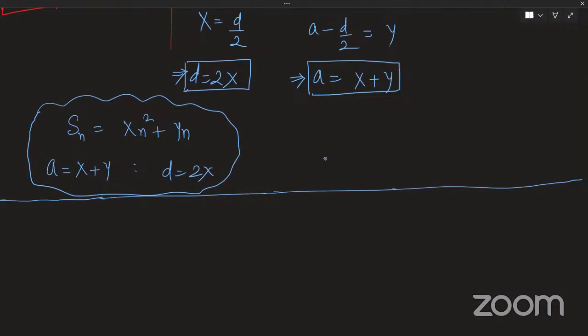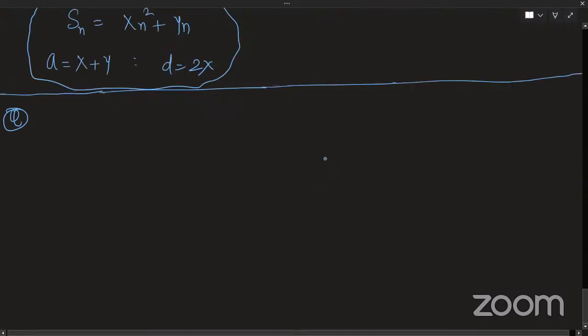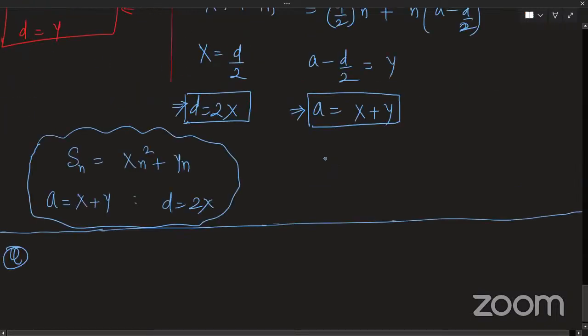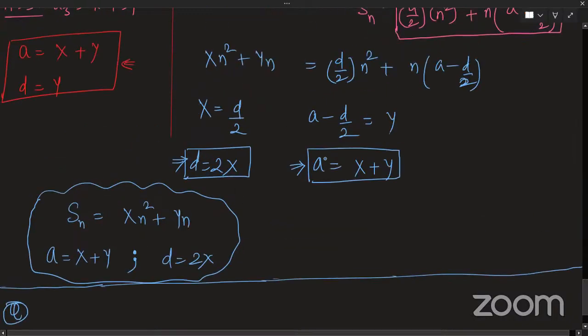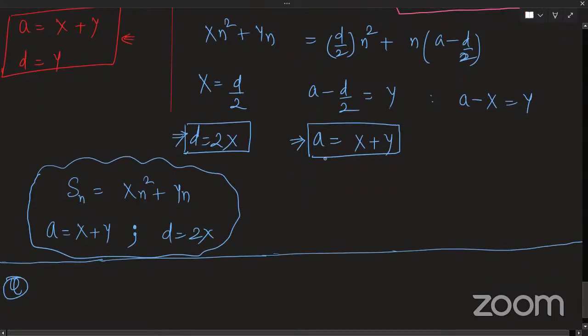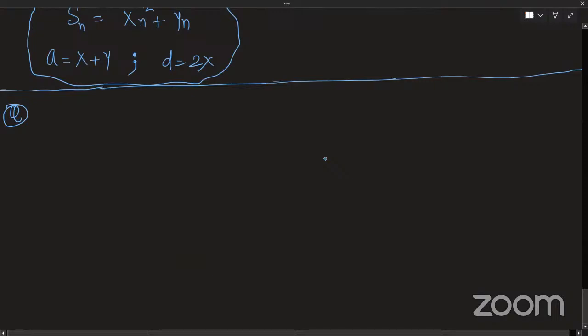A very small question regarding this only. Any doubt? Here a minus d by 2 is equal to y, so where does that 2 go, sir? See, your d by 2 is basically equal to x. So it is a minus d by 2, and d by 2 can be written as x, and it is y. So I sent x there. So a is equal to x plus y. Fine.